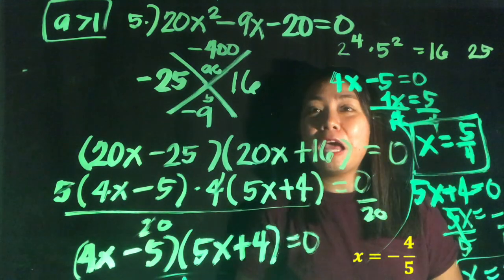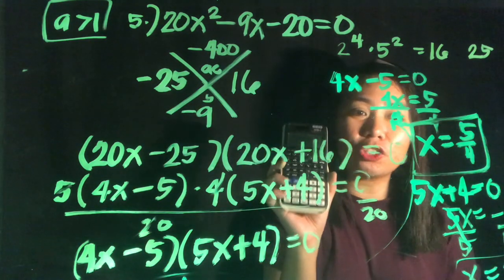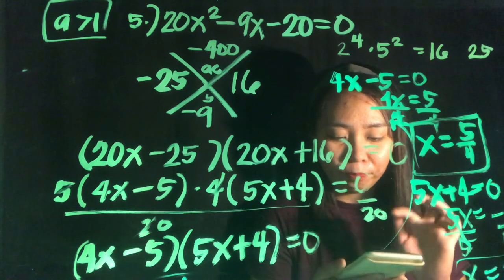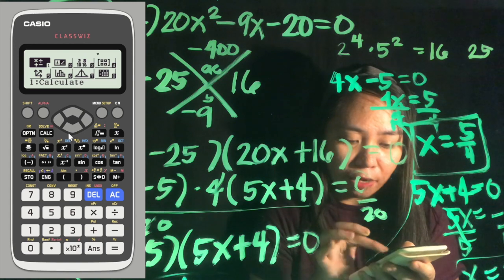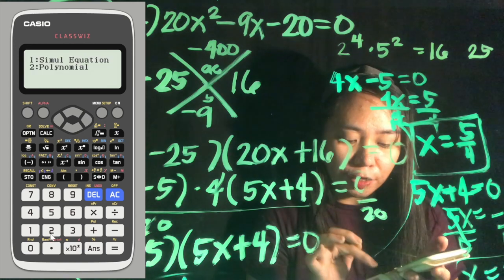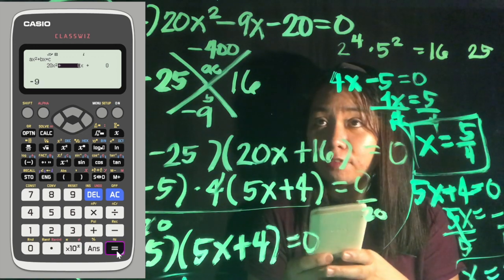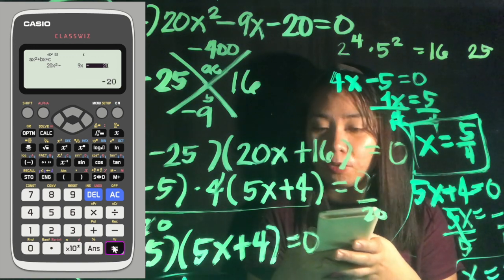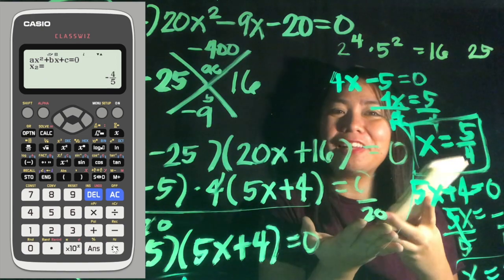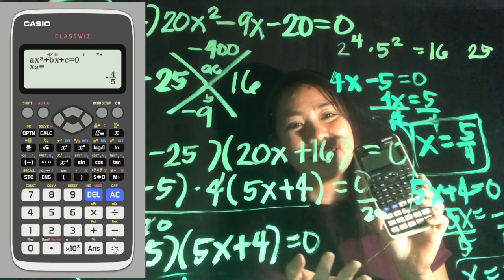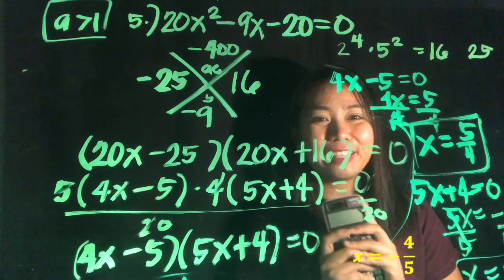O, di po ba? Nasagutan po natin kahit parang nakakatakot yung quadratic equations natin. And again, let's just recheck using our calculator. So, dahil umalis po tayo sa equation, menu, hanapin sa equation, polynomial, degree of 2. Then, 20 equals, negative 9 equals, negative 20 equals, and then first equals, lalabas po ang unang sagot. Second equals, may second sagot po tayo using our calculator. So, that's it for our solving of quadratic equations.